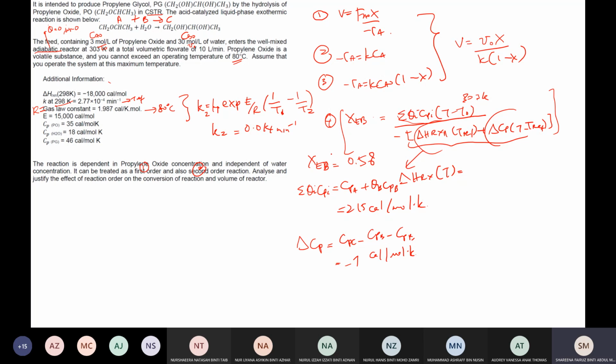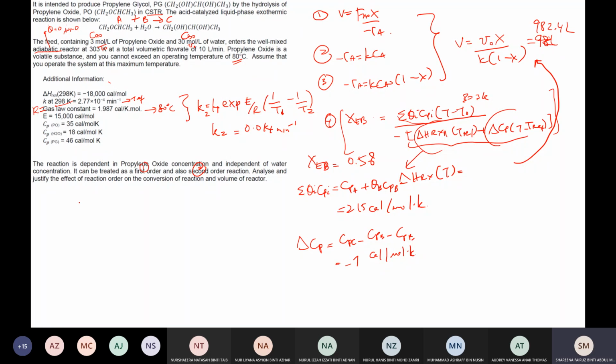Alright, so you need to get the volume. Just put it back into this equation, but X here would be X_EB because it is adiabatic. So this is around 9.8 liters. Okay, this is the answer.